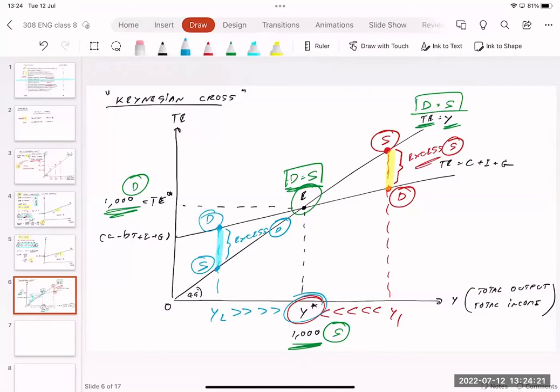So whether your economy stays on the right or on the left, in the long run, they all move to the equilibrium point. Once they move to the equilibrium point, everything stops changing because demand already equals supply. So that's good.